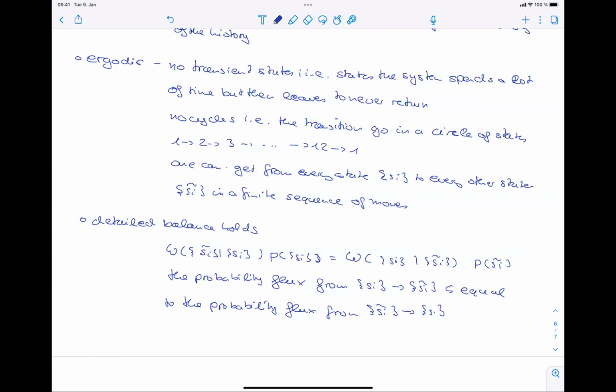And then, as I said, formal proof next Friday. But detailed balance and ergodicity are two independent conditions, right? Yeah. Okay.